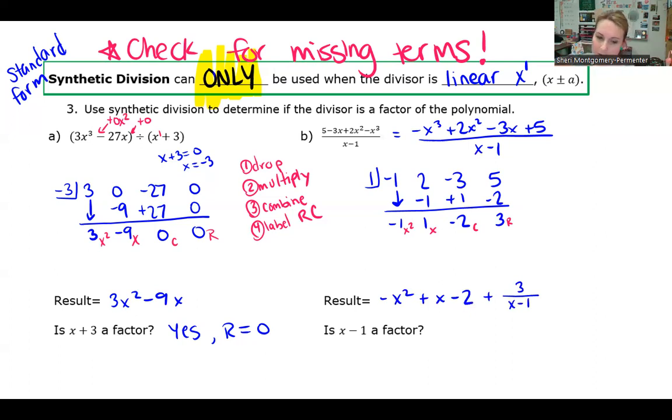Is X minus 1 a factor? No, why? Right, the remainder is not equal to 0.